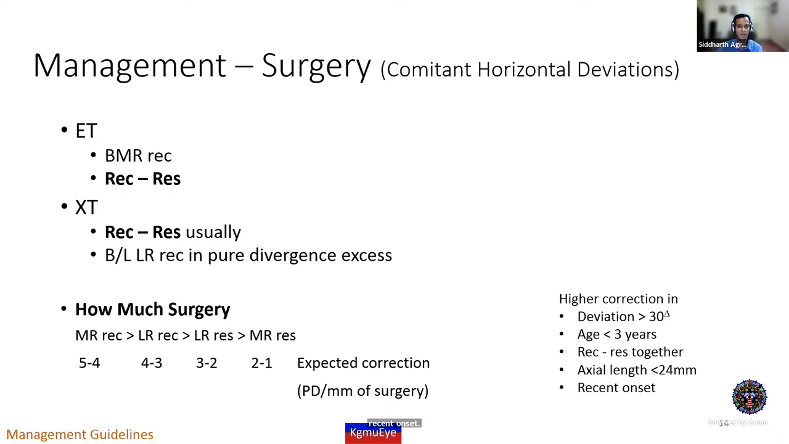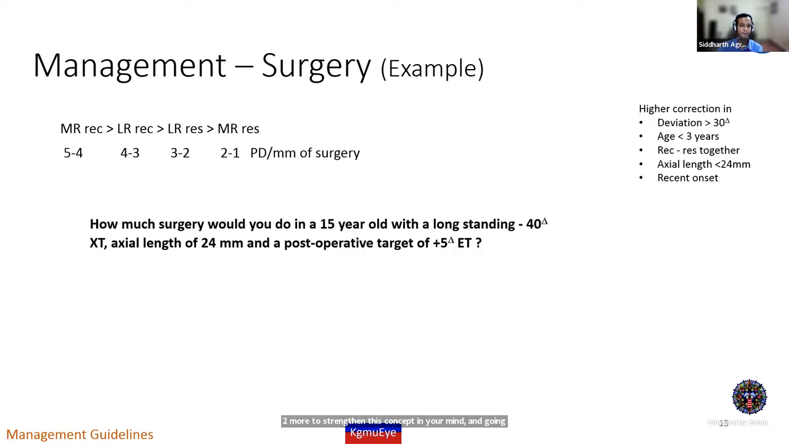To strengthen this concept in your mind, I'm going to show you an example. I would want you to think and try to answer this. I've copied the nomogram which I showed in the previous slide here. We have a 15-year-old young adult with a long-standing deviation of minus 40 PD, that is an exotropia. Axial length is mentioned here, and we aim for a consecutive esotropia of 5 prism diopters. That is, we want to correct 45 prism diopters of deviation. Please think for half a minute and have in your mind, what surgery would you want to do? You could either operate on one eye, or you could do both eyes.